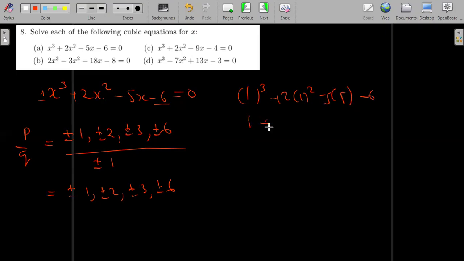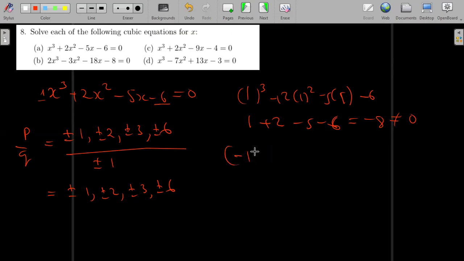So I have 1 plus 2, then minus 5, minus 6. This clearly will not give me 0, because this is minus 11 plus 3, which gives me minus 8, and minus 8 is not equal to 0. So 1 is not a root. I'm going to continue to try which ones will give me 0. The next one, let me try minus 1.